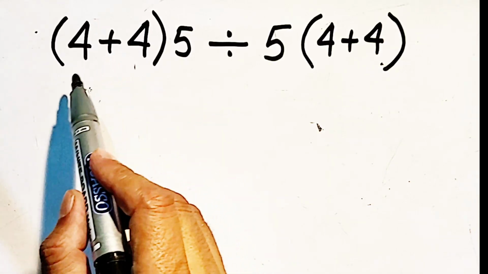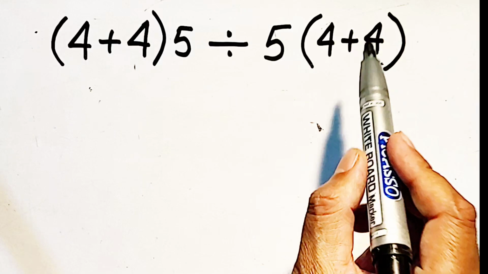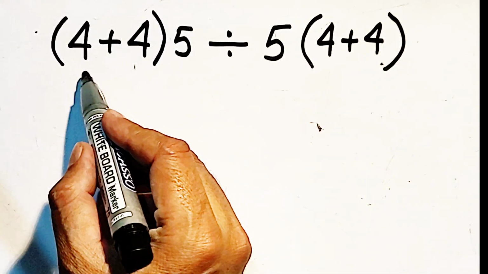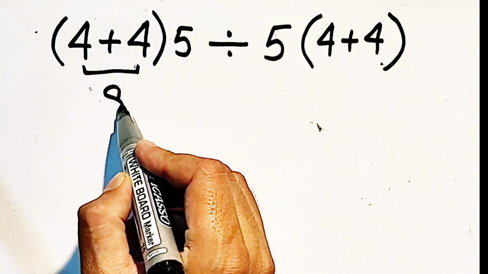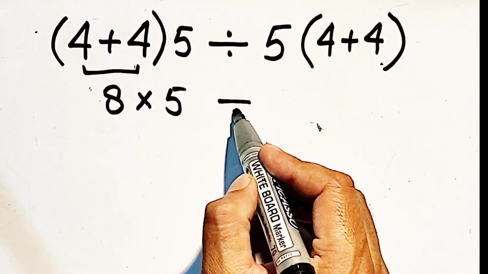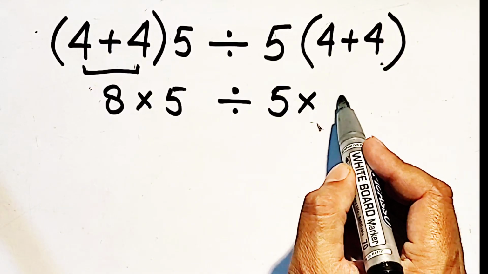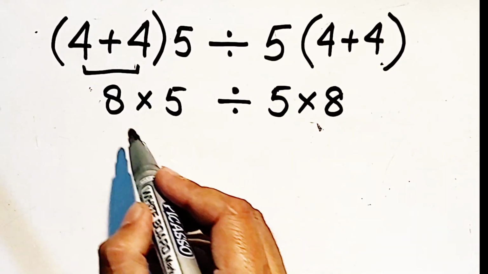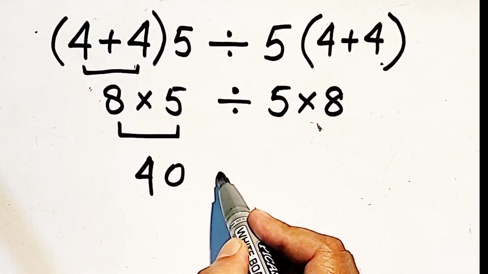Look at this question. 4 plus 4 times 5 divided by 5 times 4 plus 4. Let us solve it. 4 plus 4 will be equal to 8. 8 times 5. Here is division. 5 times 8. Okay. It will become 40.